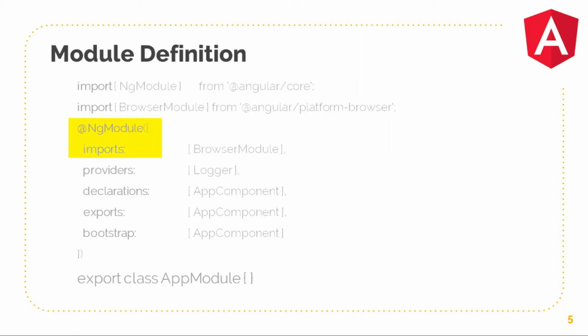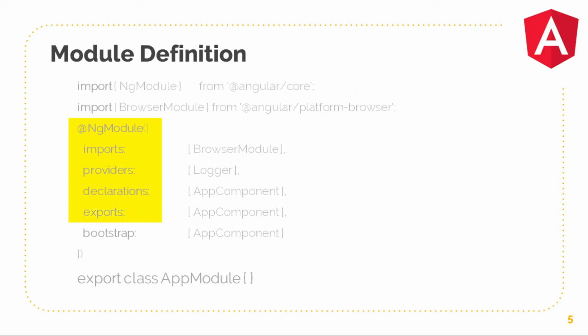The imports property declares the list of the other modules whose exported classes are to be used by the components that are part of the current module. Providers declares the list of the service creators that the current ng-module contributes. They are available to all parts of the application. Declarations is the property which declares the array which contains components, directives and pipes which belong to the current module.